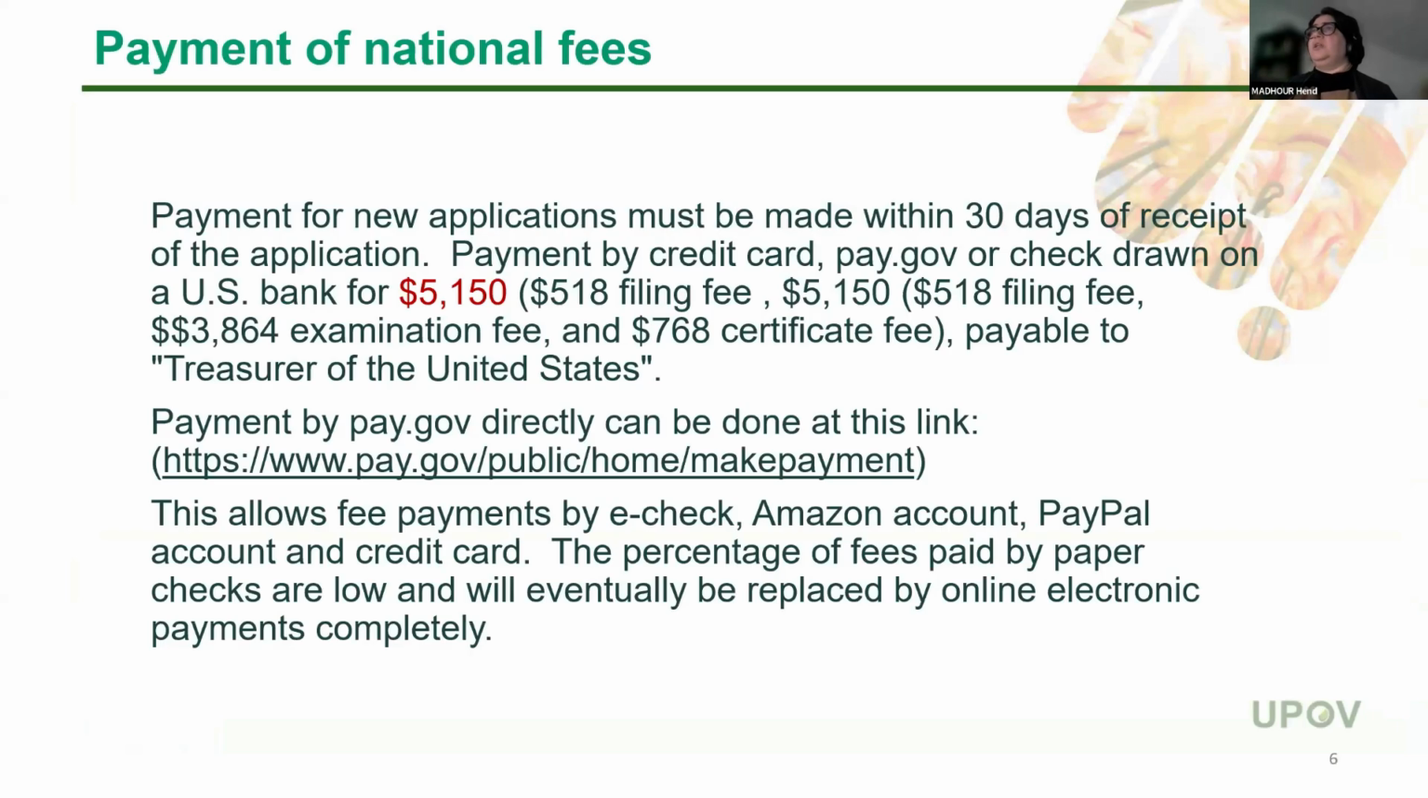In the US, there are some requirements related to this payment. The payment must be made within 30 days of receipt of the application, and the payment can be done by credit card, pay.gov, or check drawn on a US bank for $5,150 US. All this information is available also on our website. We have a place where we have all the PVP office procedures for the different participating countries supported by UPOV PRISMA.